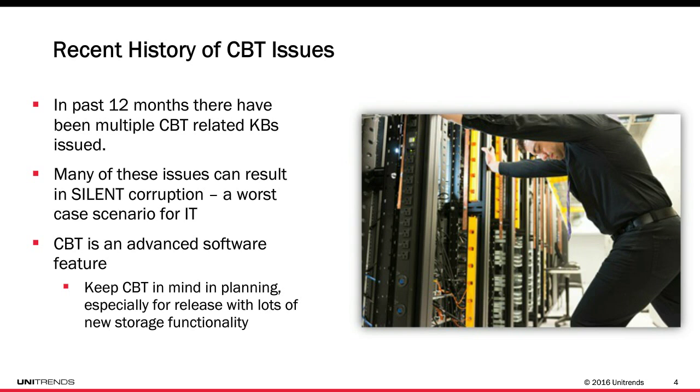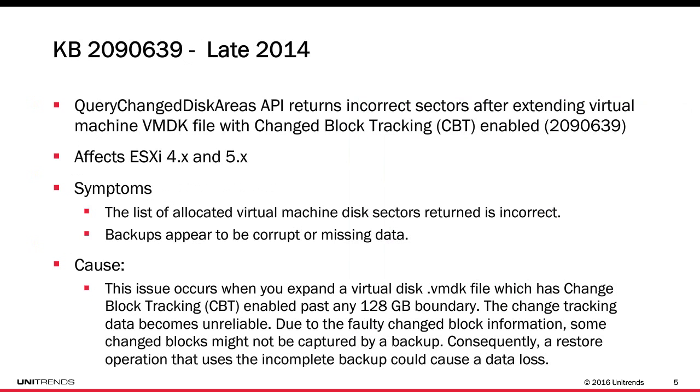So let's look at a couple of the recent KB articles that have come out. Right before 6.0 launched, there was this knowledge-based article, 2090-639, that came out in late 2014. And this describes a scenario where one of the critical APIs, this query change disk areas API, was returning incorrect sectors after you had extended a virtual machine VMDK file with change block tracking enabled.